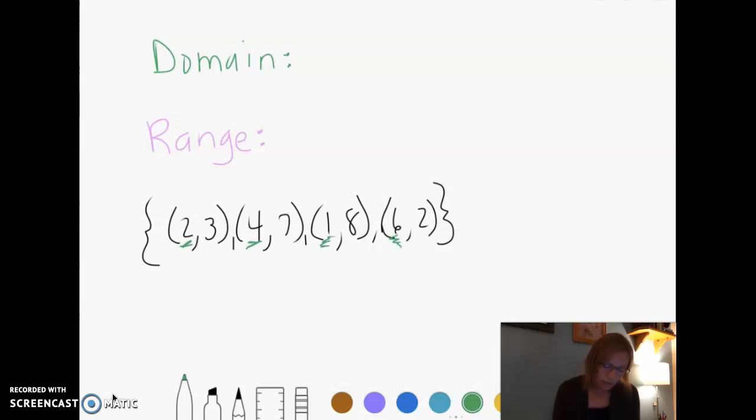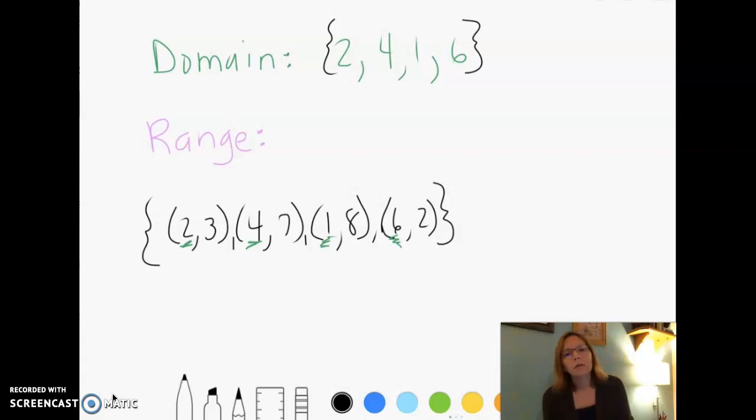All right, so I'm going to write 2, 4, 1, and 6. And that's my domain, but I'm not done until I put those little bars on. They're called solution set bars. Okay, so my domain is all the x values listed with commas in between.